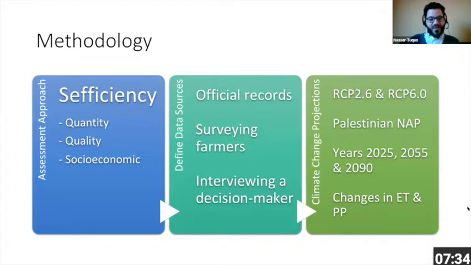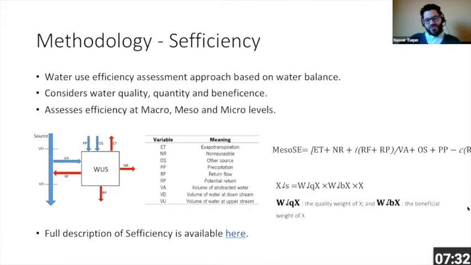Next slide, please. Sufficiency is a very powerful method, in my opinion, for assessing water use. It is based on water balance. It accounts for every single water flow coming into or going out of a system, and it considers 3 dimensions of each water flow: quantity, quality, in addition to beneficence. That's why you can also see the efficiency assessment from different perspectives: farmers' perspective and managers' perspective, which we have done.